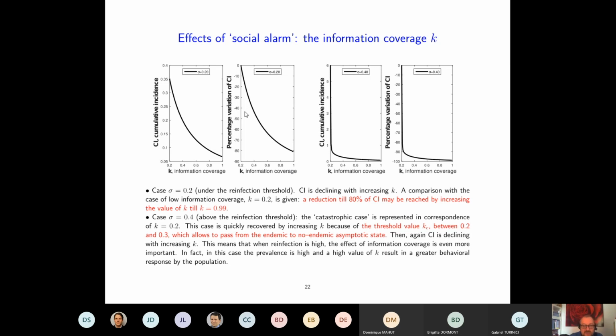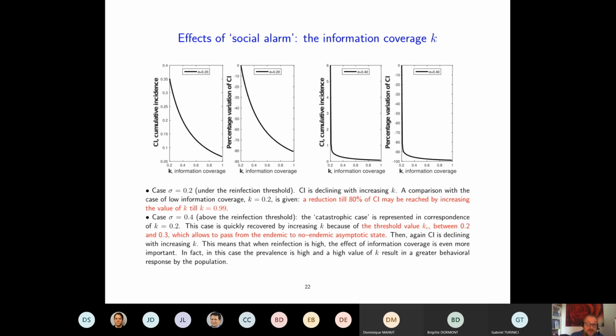Of course, this kind of plot may be also read from right to left, and to see which kind of problems, which kind of issues arise when the information coverage is very low. In this case, we can also see this is the catastrophic case, because we have the reinsurgence of the disease because of this very high level of reinfection. But however, this problem is quickly recovered because there is a threshold value between 0.2 and 0.3 of the information coverage, such that the system may pass from the endemic to non-endemic asymptotic state. So this may be quickly recovered. Consider that here we are starting from 0.2.